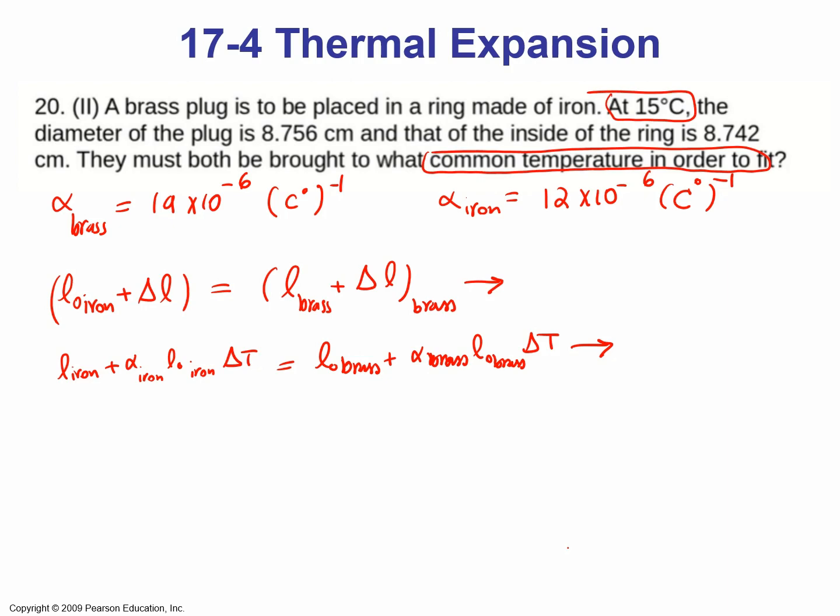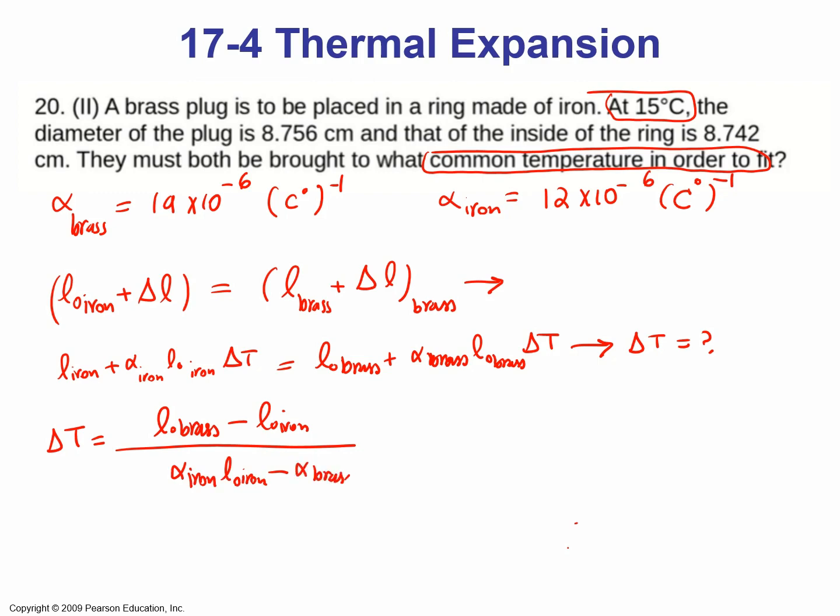So we want to get to a new temperature. So what is delta T? We're going to solve it for delta T. So delta T equals L naught of brass minus L naught of iron, divided by alpha of iron times L naught of iron minus alpha of brass times L naught of brass.